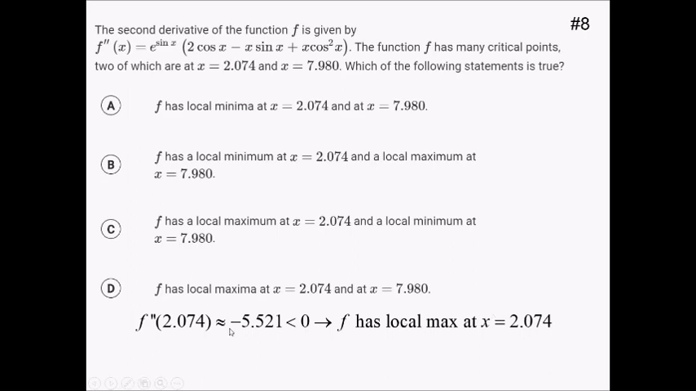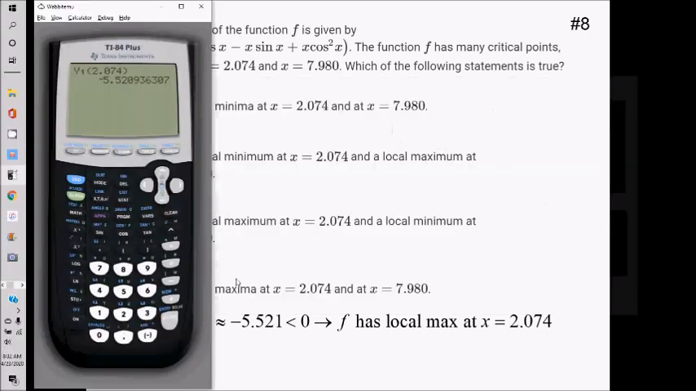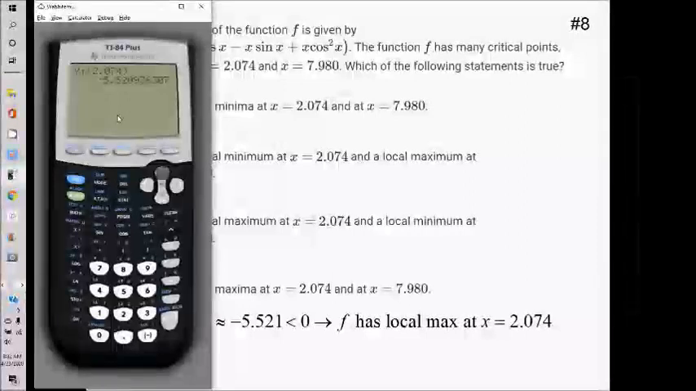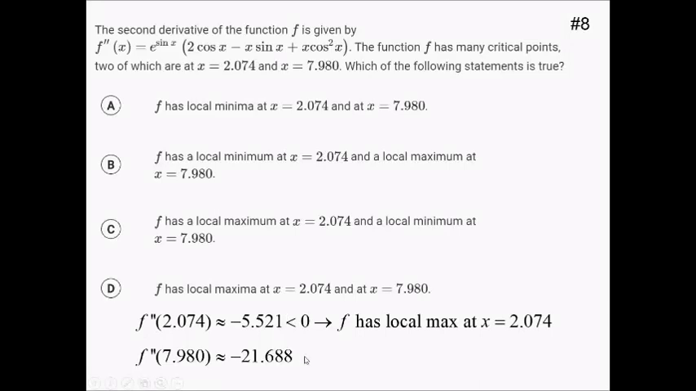Next, let's try out f double prime of the other one, 7.980. And just going back to my calculator, I'm just going to arrow up and yank my input from before, and I'm just going to replace what I had before with 7.980. And press enter, about negative 21.688, if I round that off. Also a negative number, which means that f also has a local max at x equals 7.980. Looking at our answer choices, having a local max at both of these is choice D.